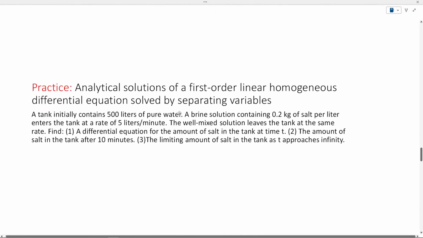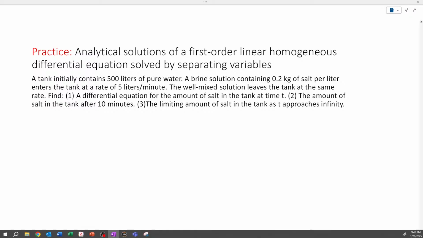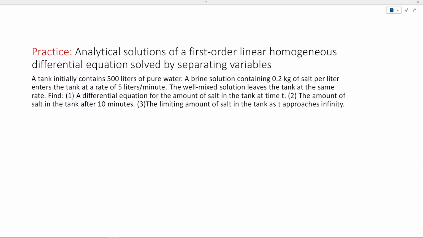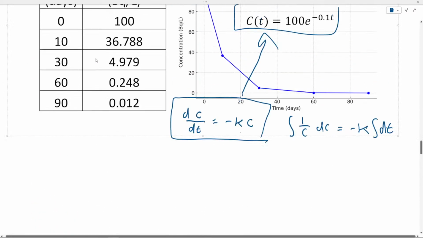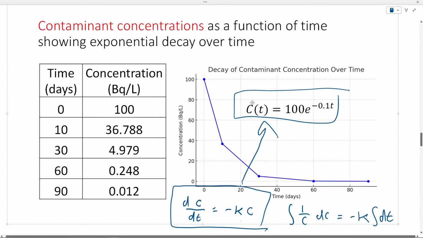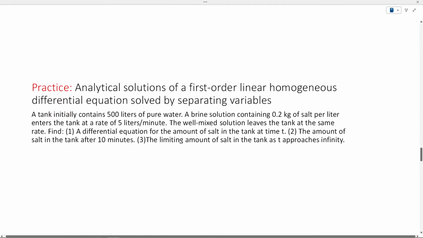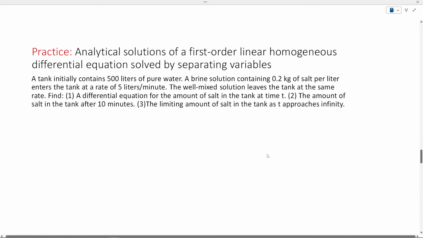Okay, so this is a practice problem. Let's see how we are doing in time. I think we are doing good. This is a practice problem, and I want you to try to solve it on your own. It's asking you to derive a differential equation, something similar to this, and then you solve it and answer this question. If you answer this question, that will help you understand that you understand much.